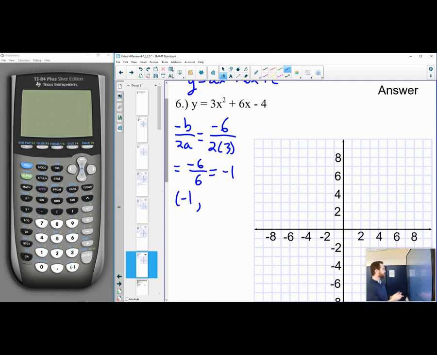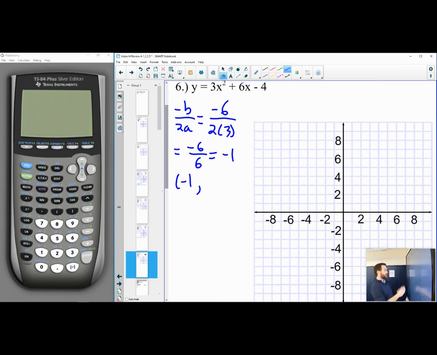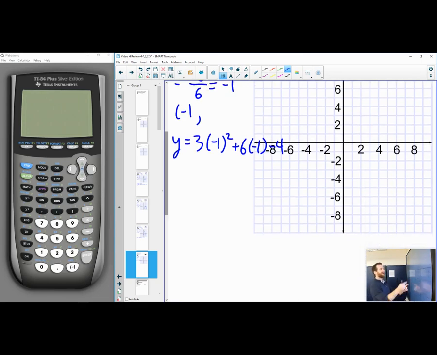We know how to find the y-coordinate. Just take our x and plug it in. The equation would become y equals 3x squared becomes negative 1 squared plus 6 times negative 1 minus 4. I'm just going to make sure I plug that in correctly. I think it's good: 3 times negative 1 squared plus 6 times negative 1 minus 4. Looks good. And again, I'm going to scroll this down just so I'm not writing on the graph.